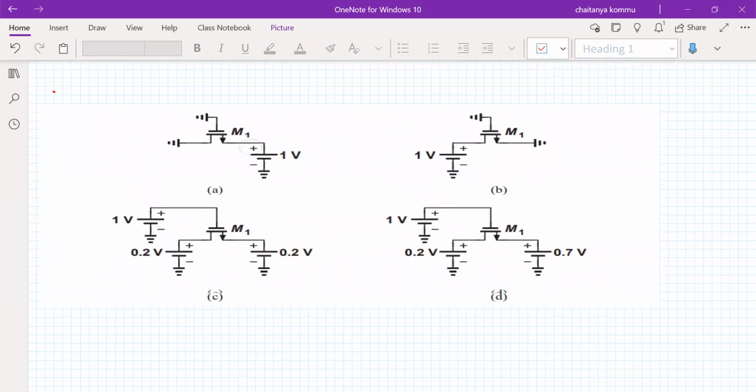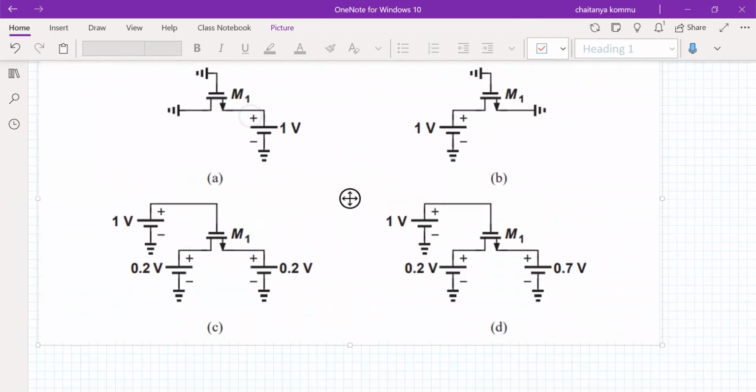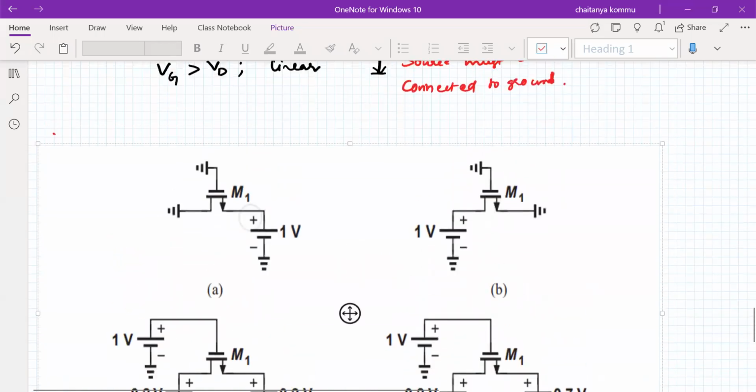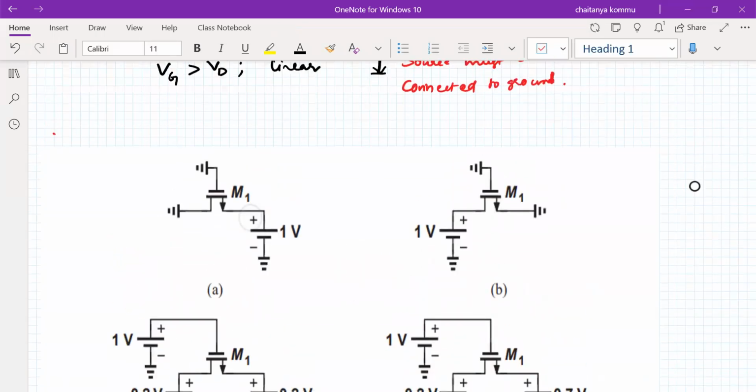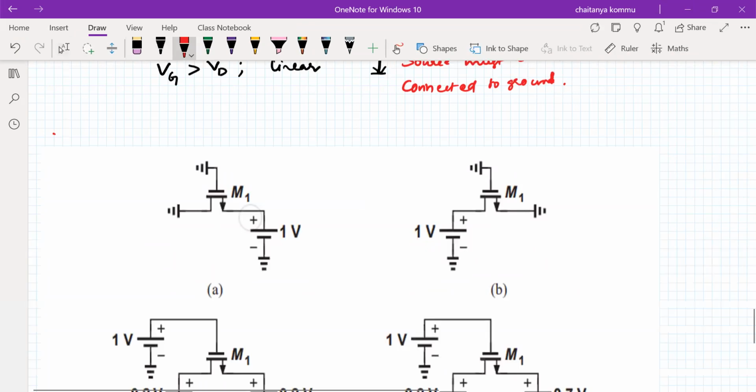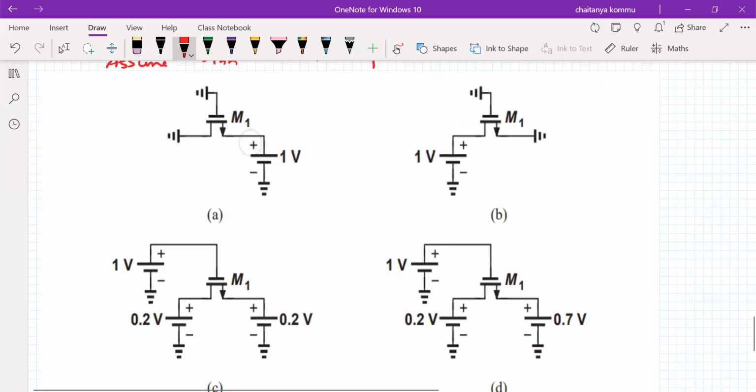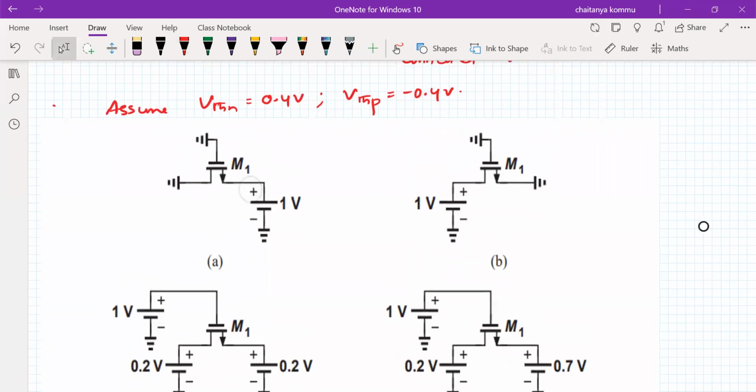Okay, so let us understand whether the transistors are said to be in linear or saturation, or it is off. So to assume that, VTH-N, for example, is 0.4 volts. VTH-P is equal to minus 0.4 volts, for example. Okay. So what is the region of operation of this particular first transistor?